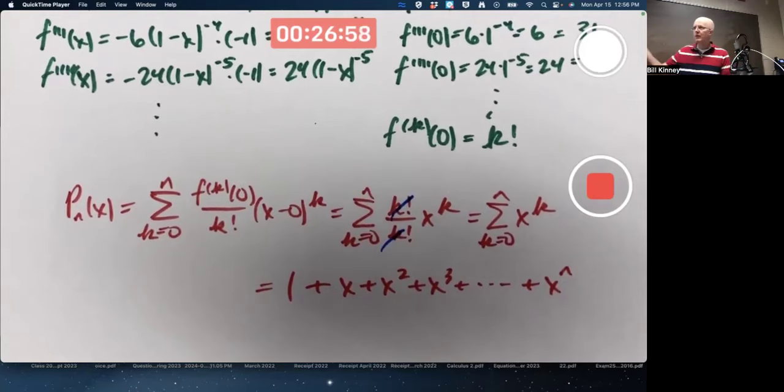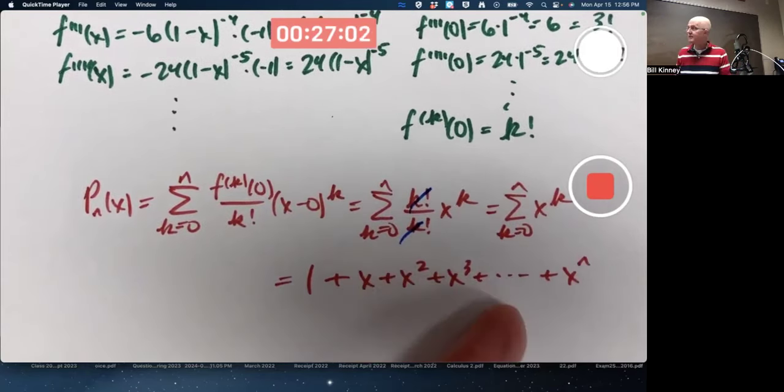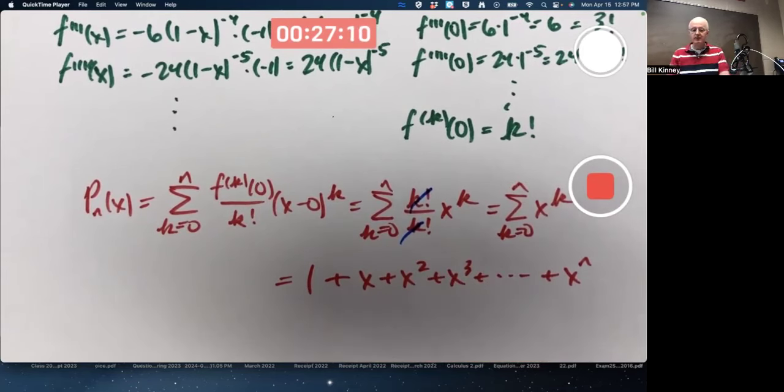The function was 1 over 1 minus x. It's related to geometric series. That's a geometric series, a finite geometric series. That's the nth degree Taylor polynomial. Let's see how well it approximates the function with technology here.